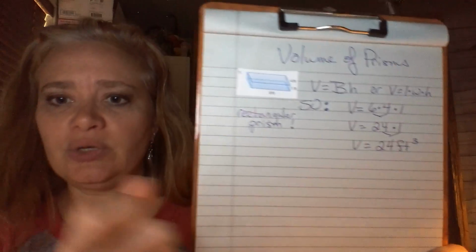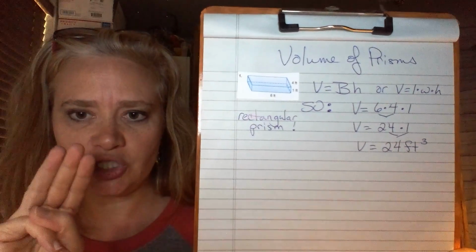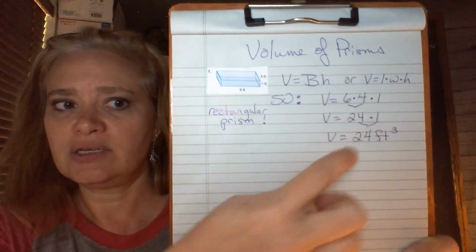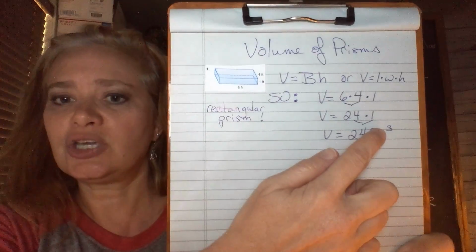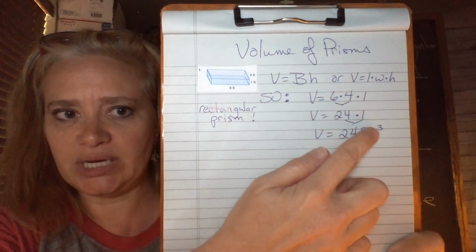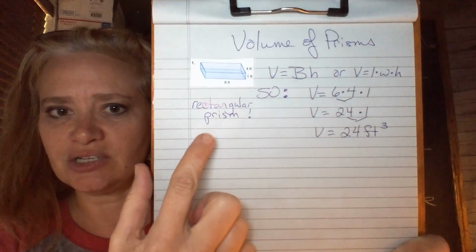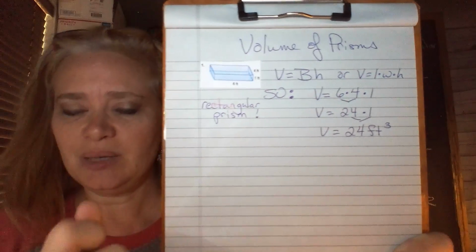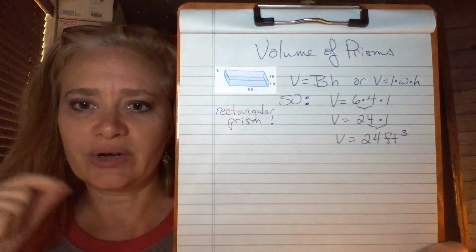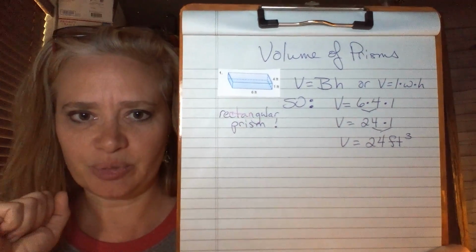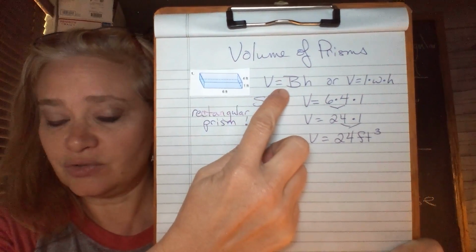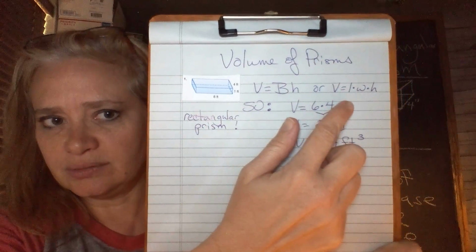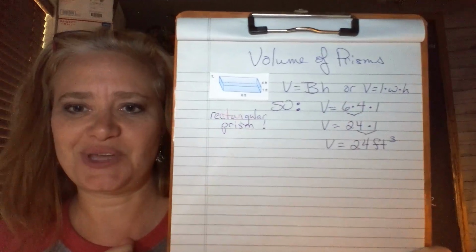And remember, you are working with a 3-dimensional shape. It has height, it has width, and it has length. So your answer must be cubed, because it is a three-dimensional shape. I did go ahead and label it, make myself a note, this is a rectangular prism, because in our next video we are going to talk about triangular prisms. So your formula, area of base times height, or length times width times height.